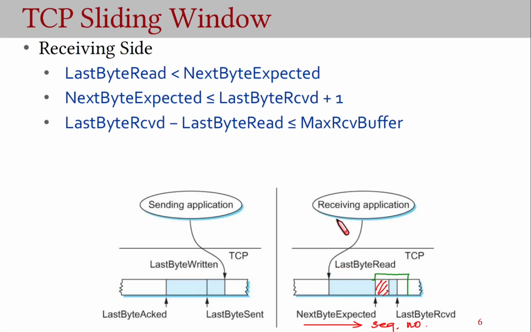So if for some reason this application is blocked, it's not able to consume this data, then this buffer is going to fill up at some time, and once it fills up, there is no room to keep any data in this buffer, and therefore the receiver is going to advertise the receiving window size of 0.